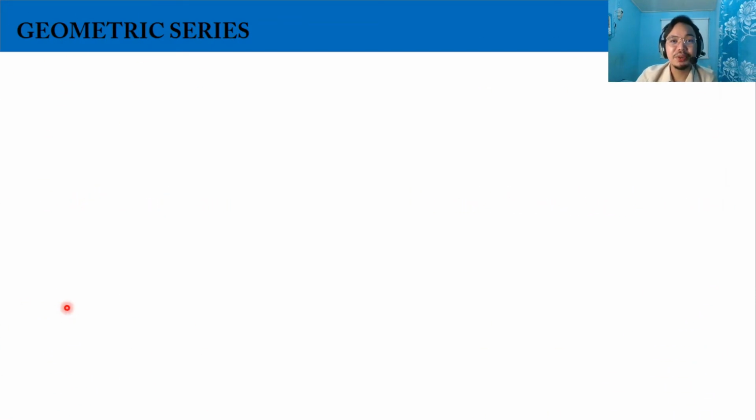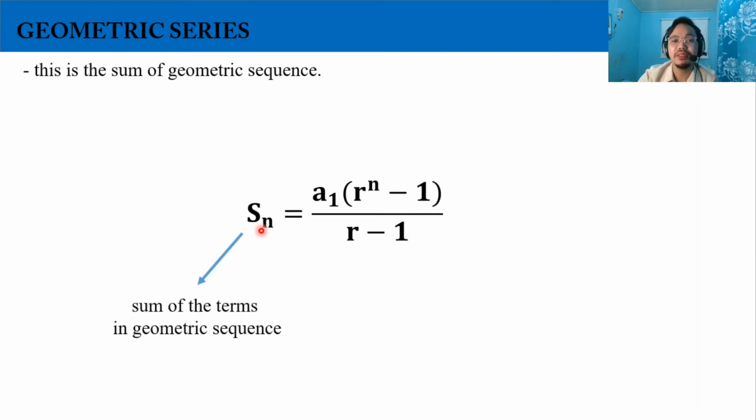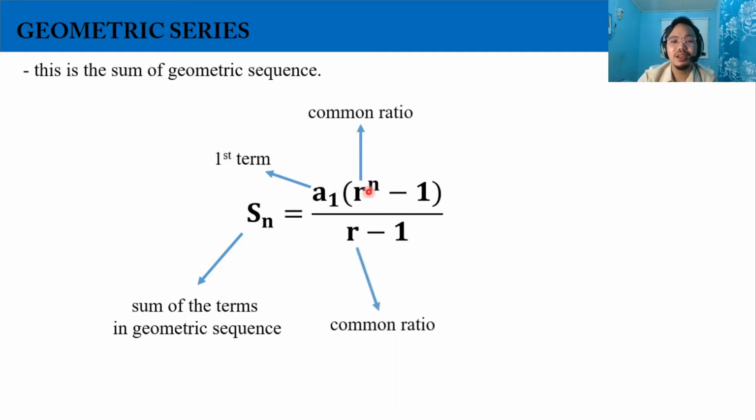In this video, we're going to discuss the geometric series. This is the sum of the geometric sequence. So in this topic, we're going to use the formula S sub n equals a sub 1 multiplied by the quantity r raised to n minus 1 all over r minus 1, where S sub n is the sum of the terms in a geometric sequence, a sub 1 is the first term, r is the common ratio, and n is the number of terms.